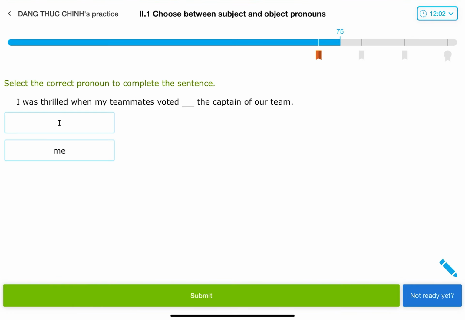I was thrilled when my teammates voted me the captain of our team. Okay, let's see. We have "voted," which is an action verb, and an action verb only stands in front of object pronouns. So I would use "me" because "me" is an object pronoun.